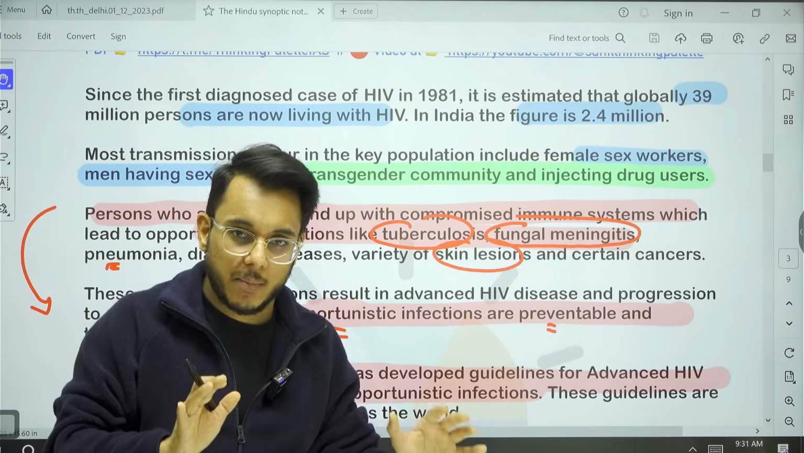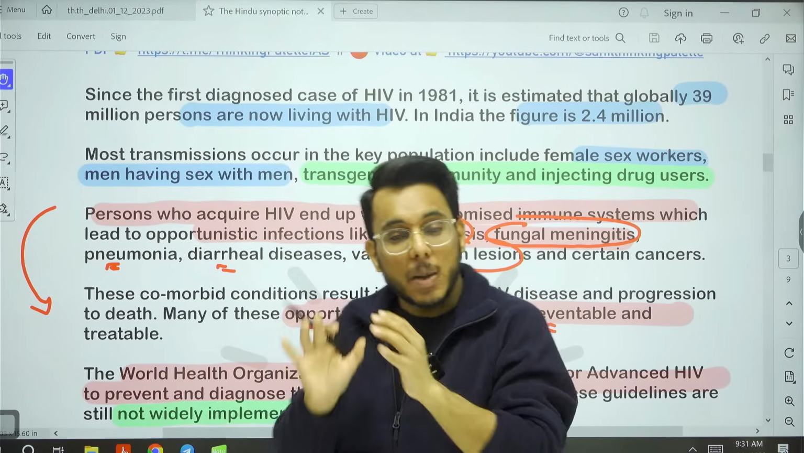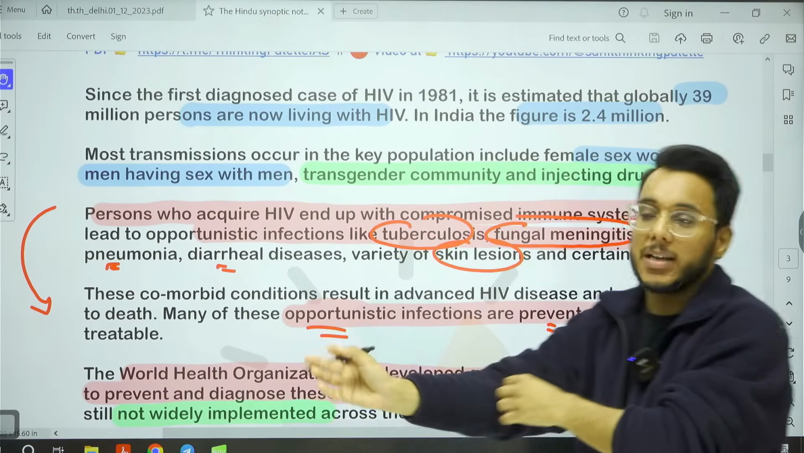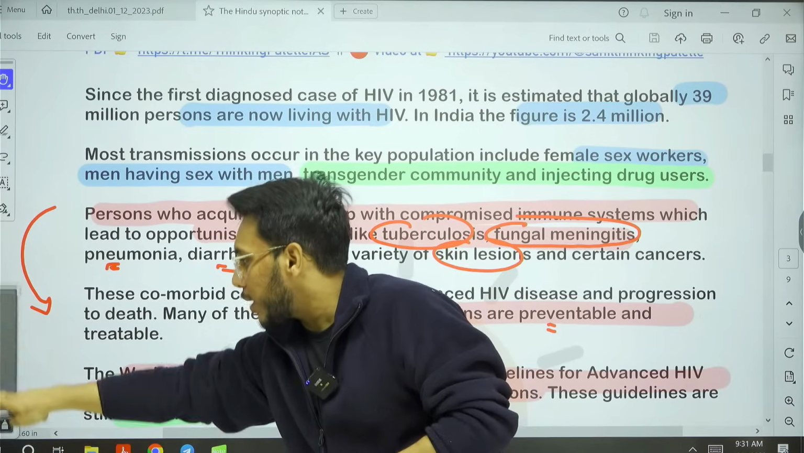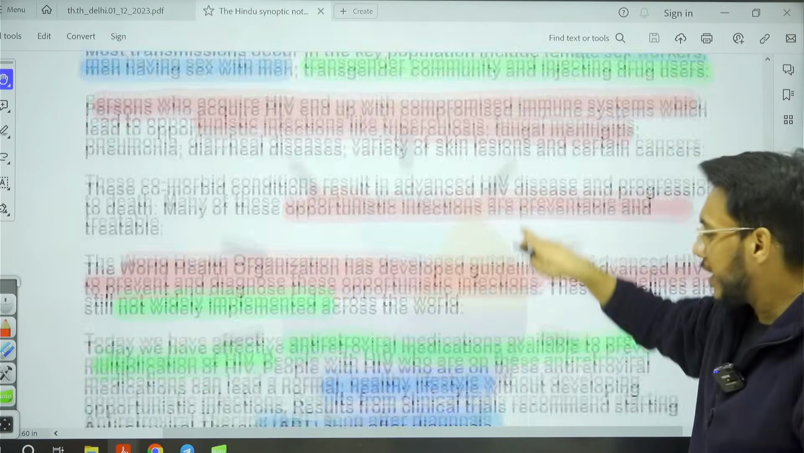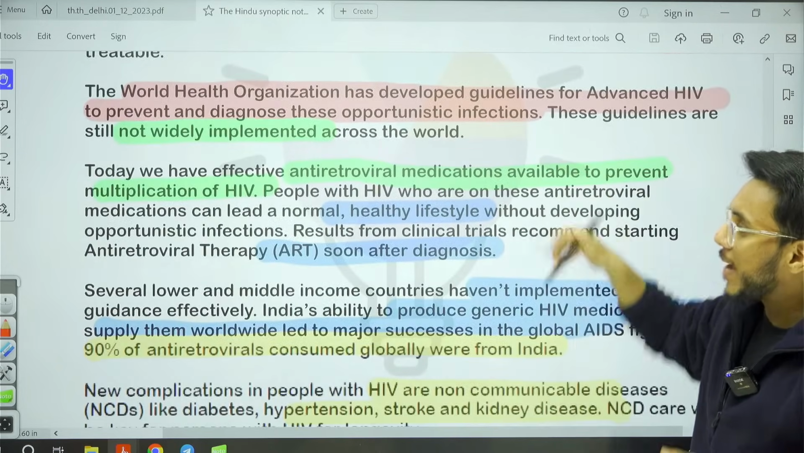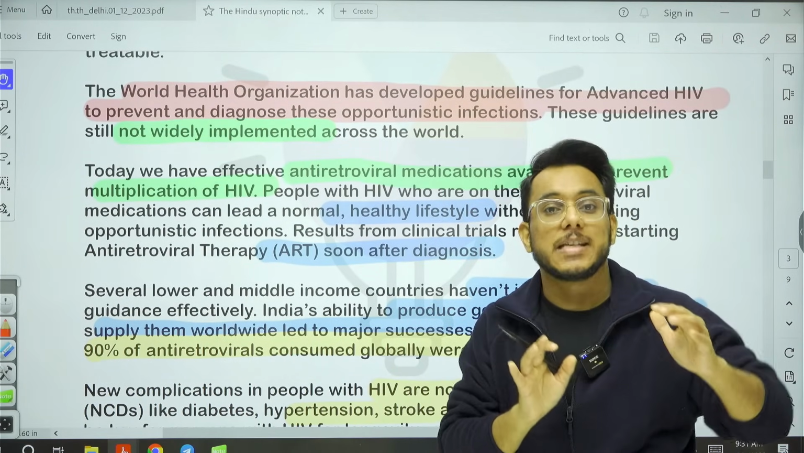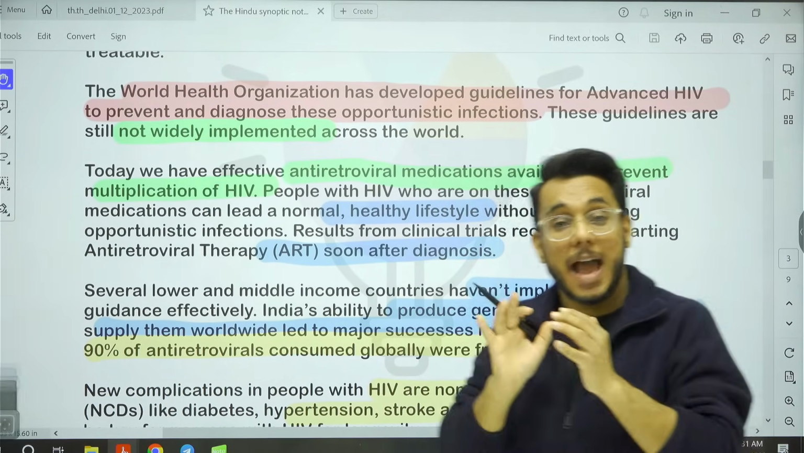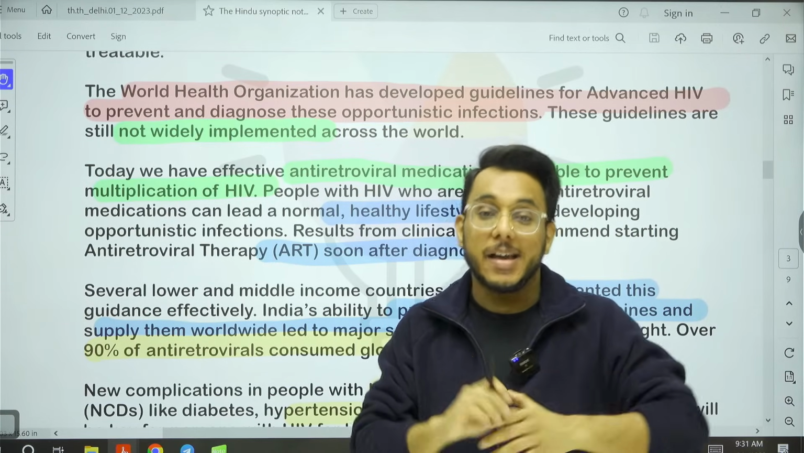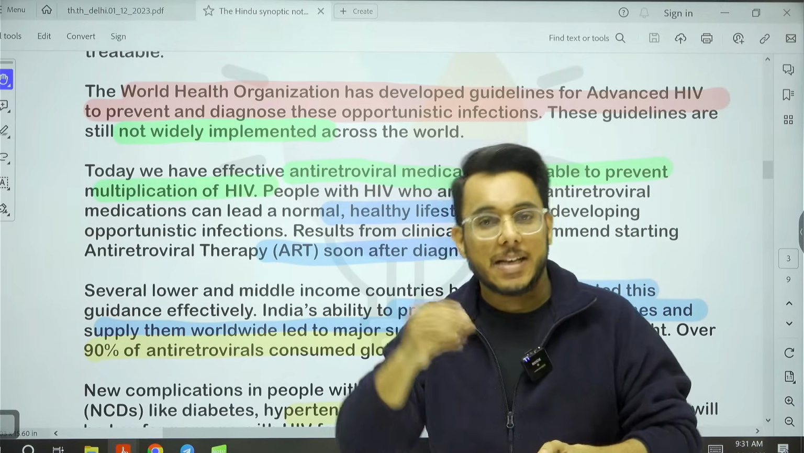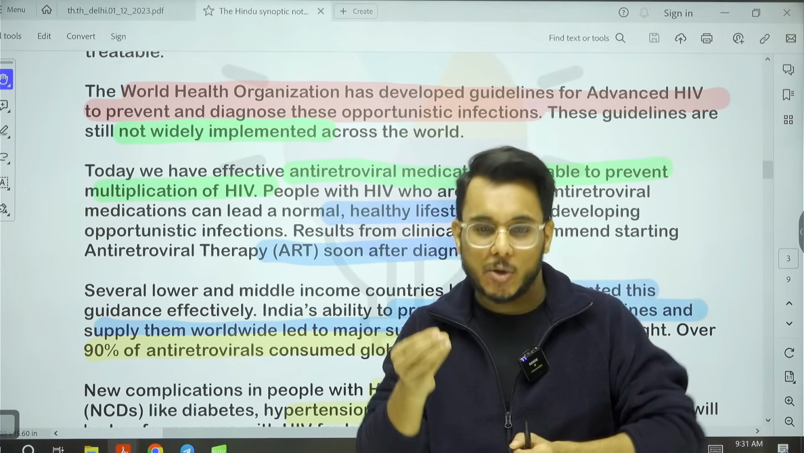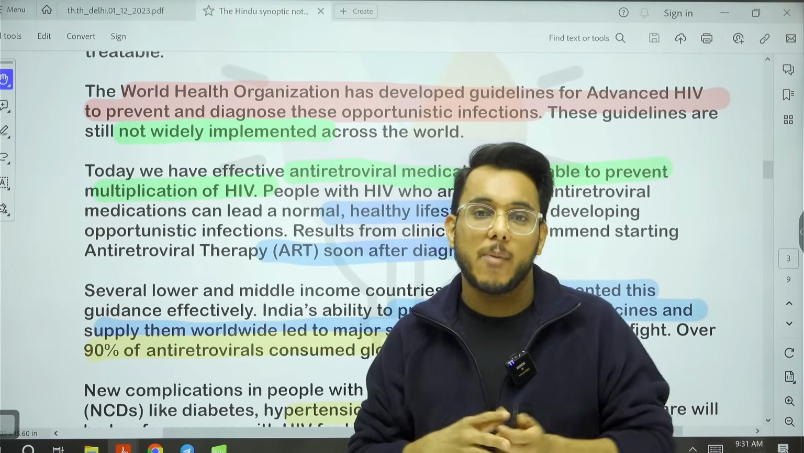Now, guys, we often find that these opportunistic infections and diseases that impact a person are treatable and preventable, but because proper medications are not available, people are suffering. The World Health Organization has prepared guidelines for treatment and prevention of these opportunistic infections, but they have not been properly implemented. Let me tell you about some of the steps in this guideline.